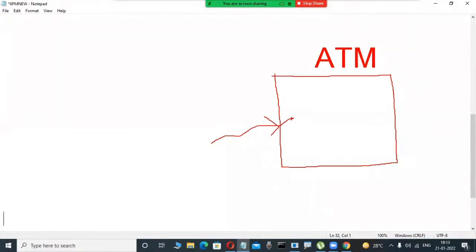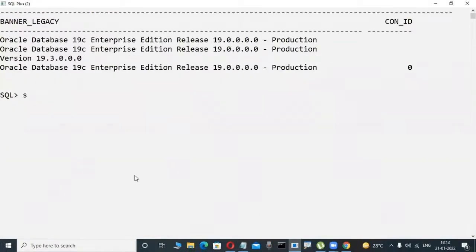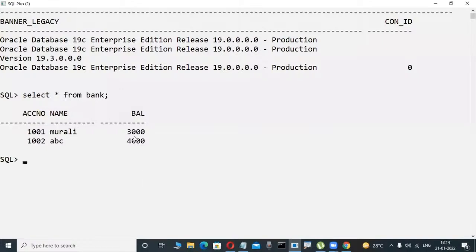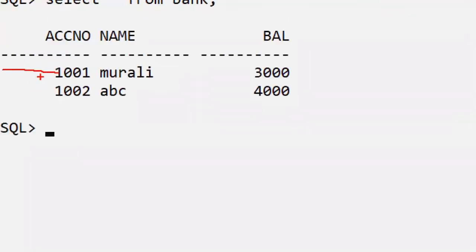Now check it out. Observe the screen. Suppose in this database, bank is a table, for example. Just observe the scenario, it is very easy to understand. This is a bank table. In table format only, we store the data. Suppose this is SBI bank, and this is its data. Observe here, these are columns: account number, name, and balance. These are called columns, and these entries like 1001 are called rows or data.